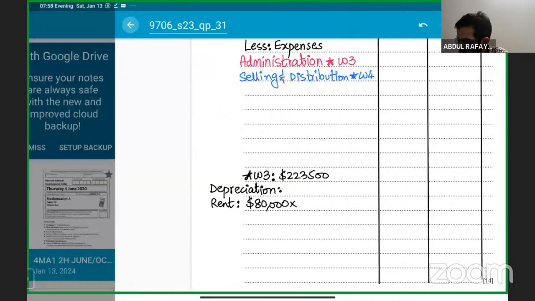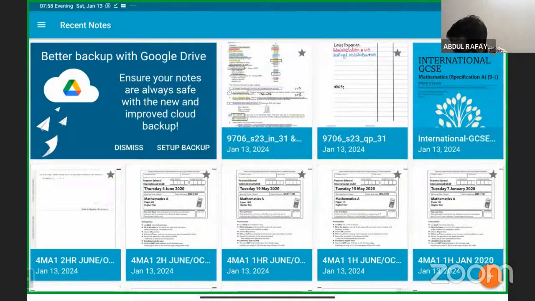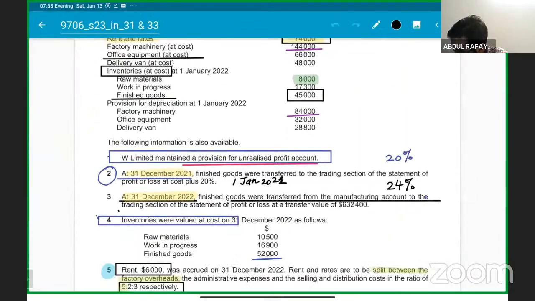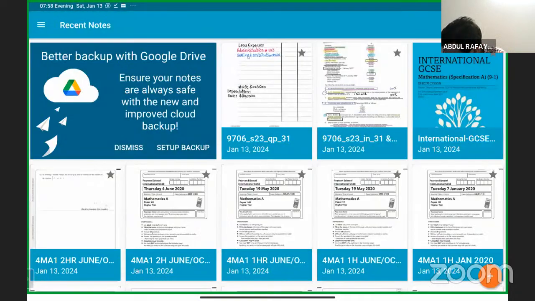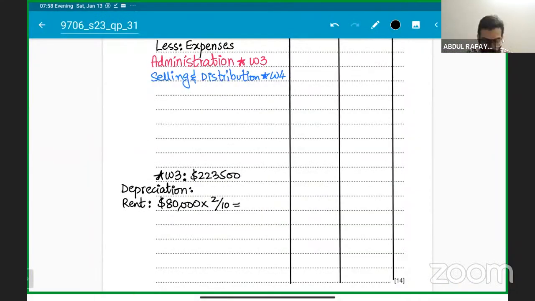And how much is being apportioned to the administration? Administration will take, respectively, 5 is to 2 is to 3. So two ratio is going to administrative. Okay, so 80,000 into 2 over 10, or you can say 20% of the rent and rates are going to be done by this. It will be $16,000 from here.